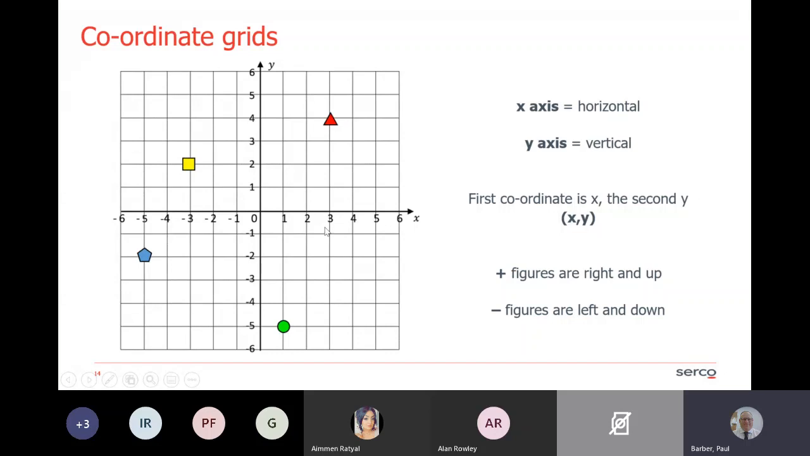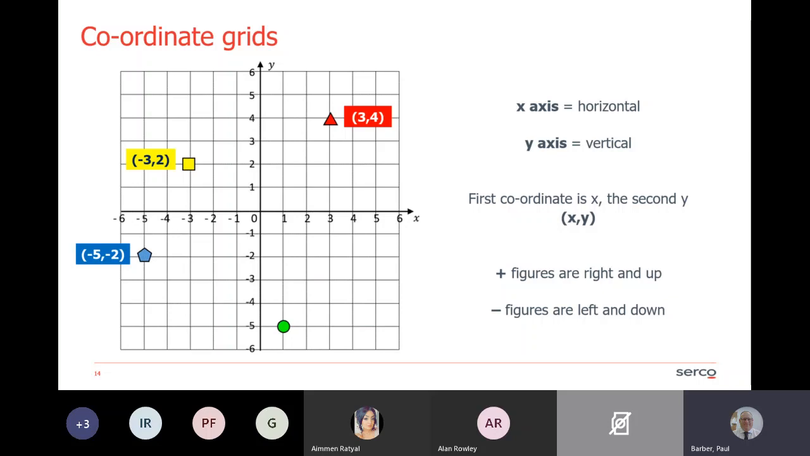Hopefully that'll help. So if we take the red triangle, if you can look on your screen, it's hard for me to point this out, but you go along 3 lines on the x-axis, or 3 blocks, and then you go up to number 4 on the y-axis. The coordinate for the red triangle is 3, 4. X is 3, y is 4. If we look at the yellow square, we go backwards along the x-axis 3, so it's -3, and then we go up on the y-axis to 2. So the coordinate for that is -3, 2. For the blue pentagon, we go along the x-axis backwards 5, and we go down 2. So the actual coordinate for that is -5, -2.